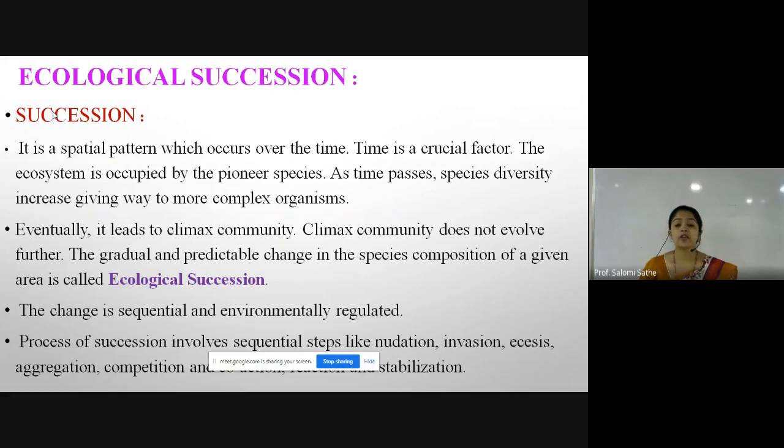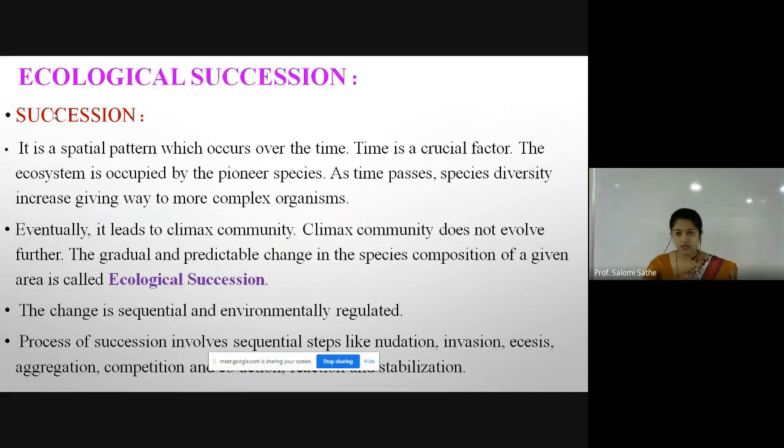that is ecological succession, 14.5. What is succession? It is a spatial pattern which occurs over time. Time is a crucial factor. The ecosystem is occupied by pioneer species. As time passes, species diversity increases, giving way to more complex organisms. Eventually, it leads to the climax community.